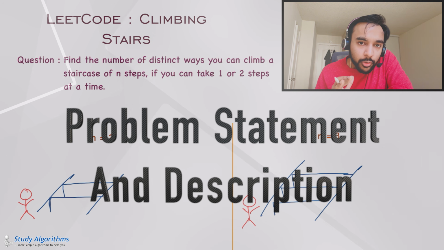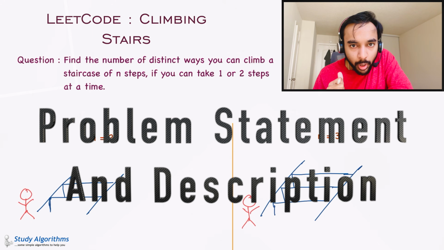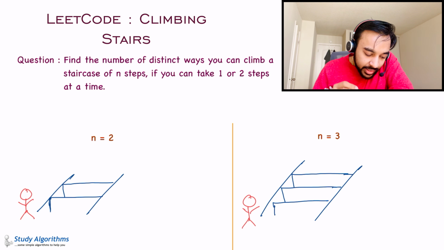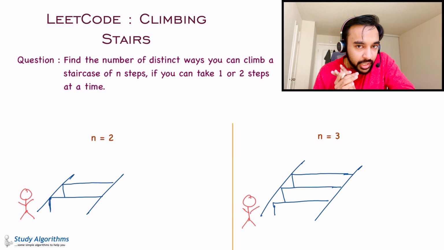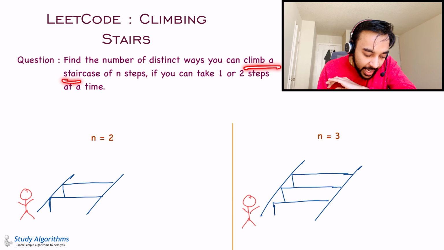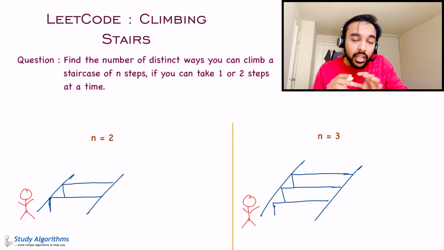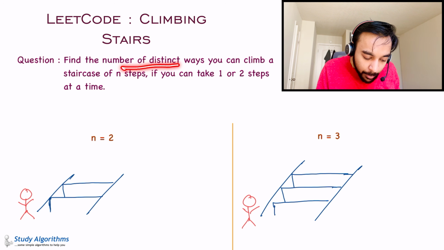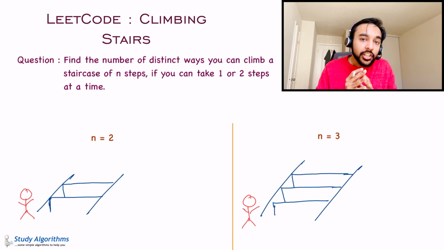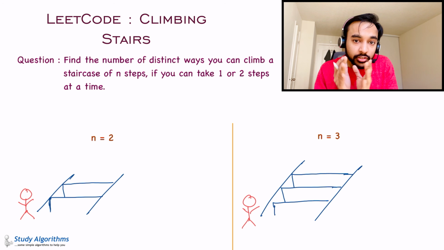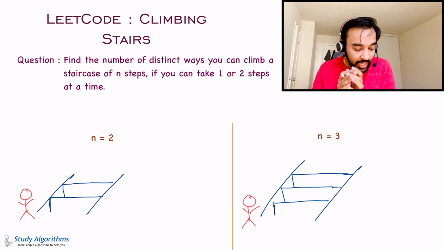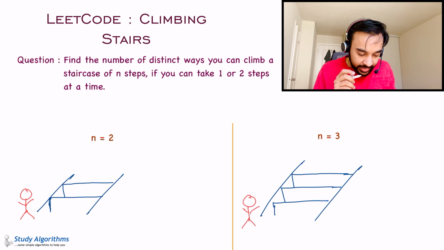Let us first make sure that we are understanding the problem statement correctly. In this problem, you have to climb a staircase, right? And this staircase has a total of n steps. You need to find out the total number of distinct ways in which you can climb this staircase. So what does that actually mean? Let us look at two sample test cases.